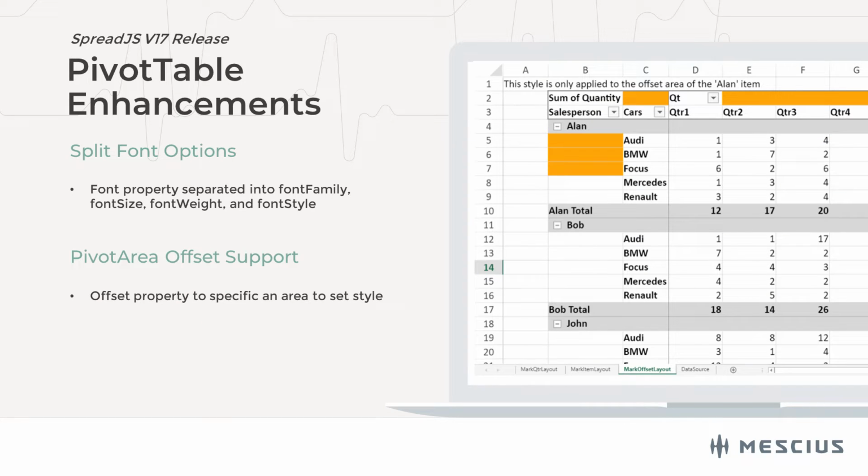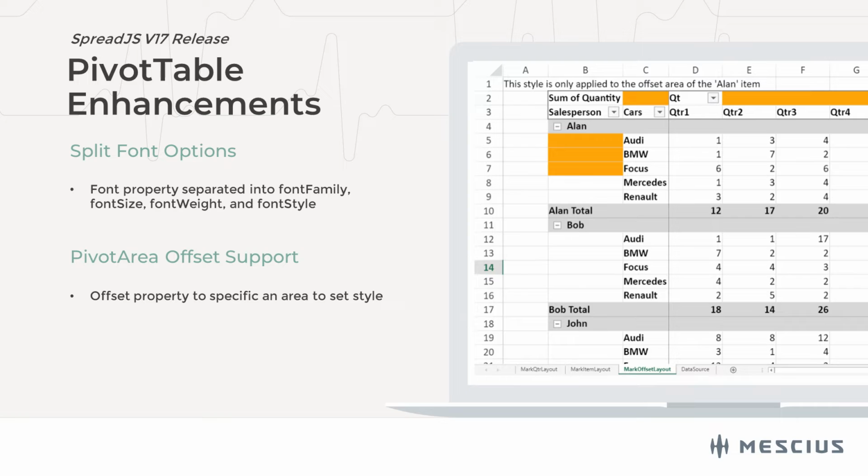Two enhancements were made to the SpreadJS pivot tables. In order to better support pivot table and table font options, like in Excel, we have split the font options into different properties. Normally, the font property on a cell can be used to set all of the font options, but we have also provided an API to set the individual font options, like font family, size, weight, and style.